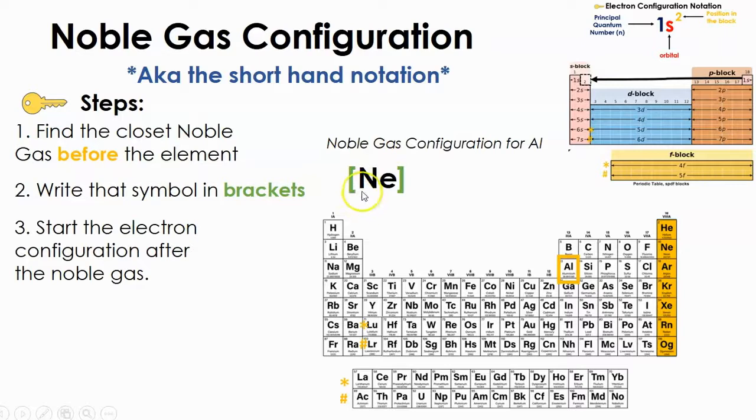So after the noble gas, we start writing the configuration. If neon is here, we will start our configuration right over here at this row, and this is principal quantum number 3. We are in the s block, passing 2 elements in order to get to aluminum. Once we get to aluminum, we are still in row 3, but we are in the p block now, and aluminum's position is number 1. So this is the full noble gas configuration for aluminum, and it's definitely much easier than the longhand notation.